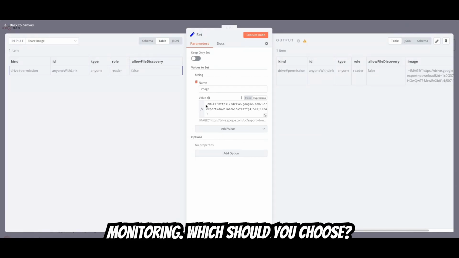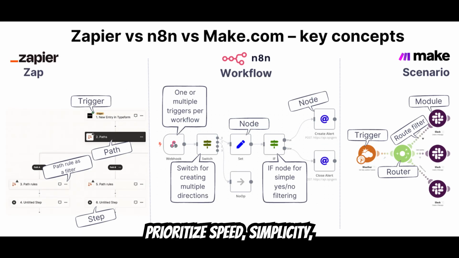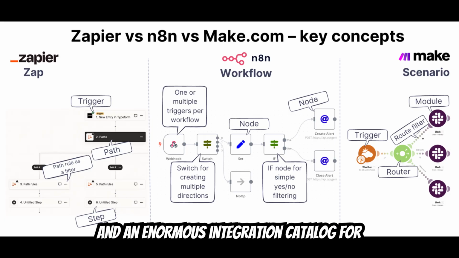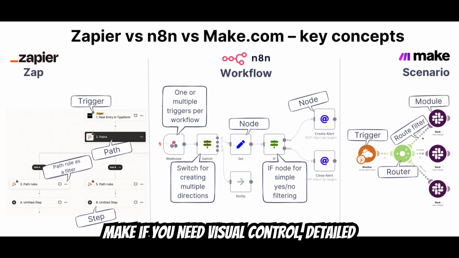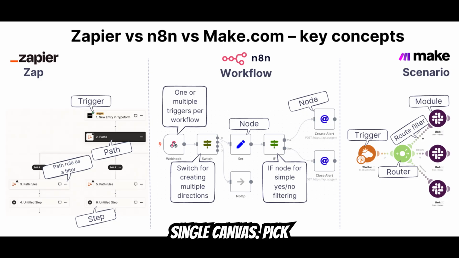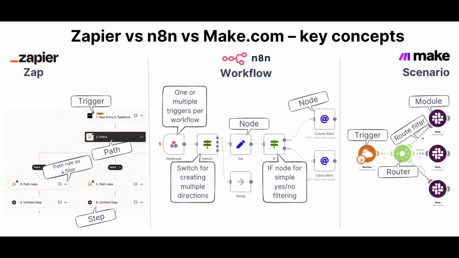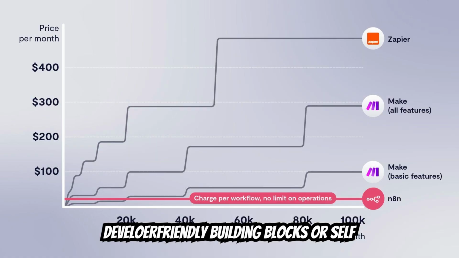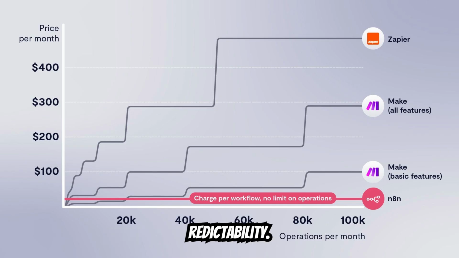Which should you choose? Here's a quick guide. Pick Zapier if you prioritize speed, simplicity, and an enormous integration catalog for business teams. Pick Make if you need visual control, detailed mapping, and complex branching on a single canvas. Pick n8n if you want maximum flexibility, developer-friendly building blocks, or self-hosting for control, privacy, and cost predictability.